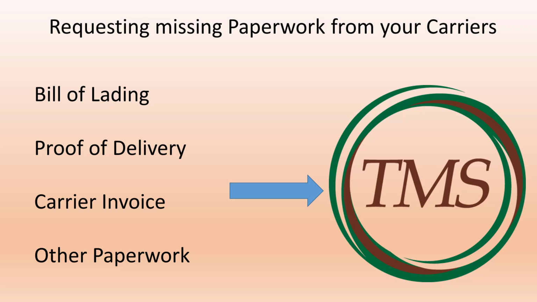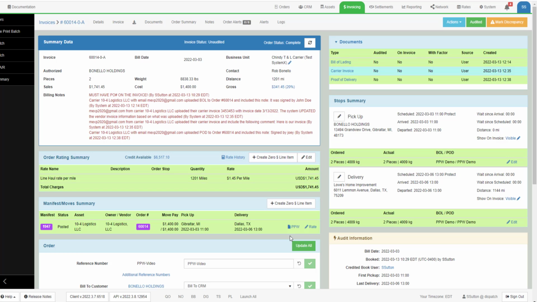This video explains how you can request missing paperwork from your carriers, which includes bill of lading, proof of delivery, carrier invoice, or any other kind of paperwork. The steps to request paperwork are really simple.